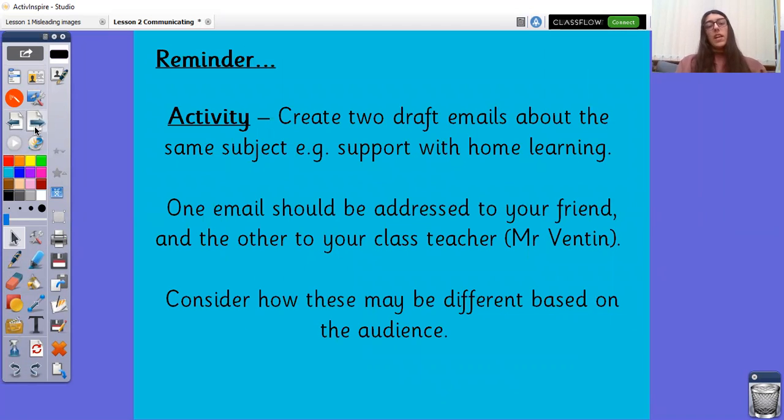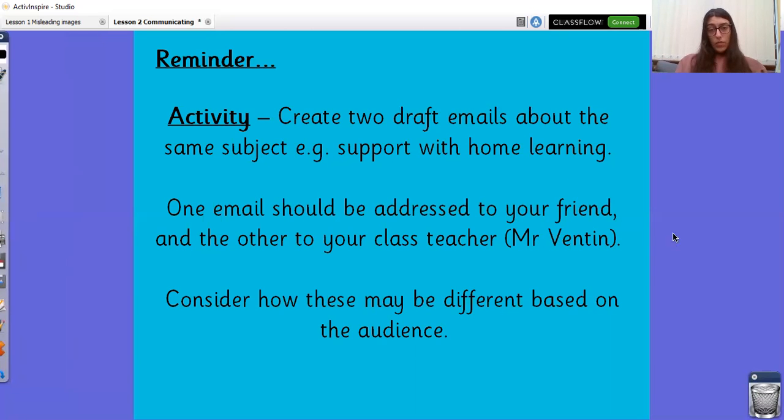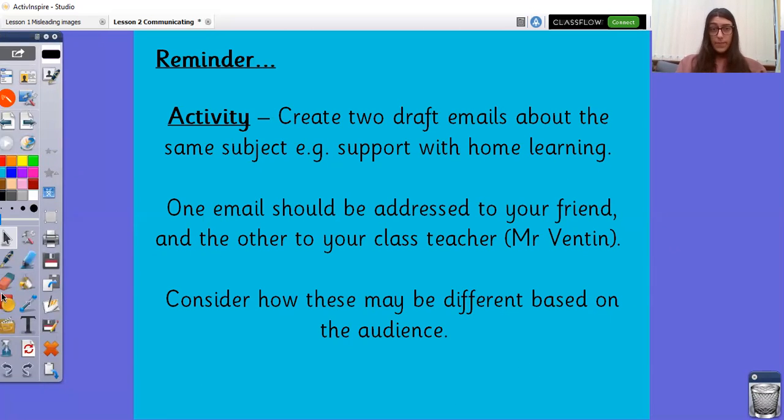Just a reminder that you are creating 2 draft emails. They don't have to be very long at all, about the same subject. So both emails talk about the same thing. However, one will be informal and one will be formal. One email should be addressed to your friend, which will be informal, and the other to your class teacher, Mr. Venton, which will be formal. And then obviously you're considering how these may be different based on the audience. So I should be able to tell which one is for your class teacher and which one is for your friend based on how you've written it.